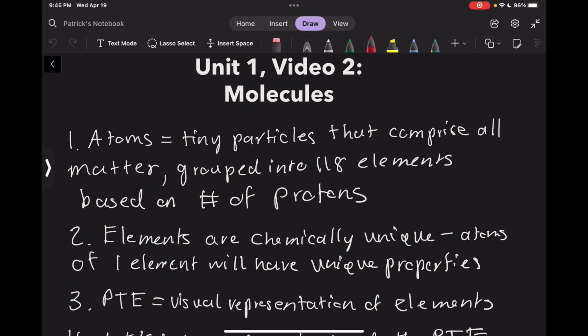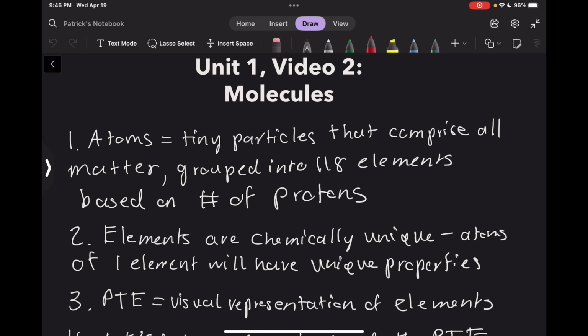Elements are seen as chemically unique, in that atoms belonging to one element will have chemical properties that make them unique from atoms of other elements. Finally, the periodic table was introduced as a visual representation of all the known chemical elements. In today's video, we begin our discussion of the next foundational concept in chemistry, molecules.